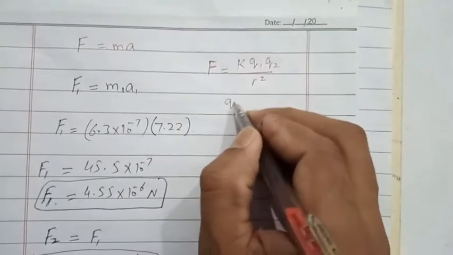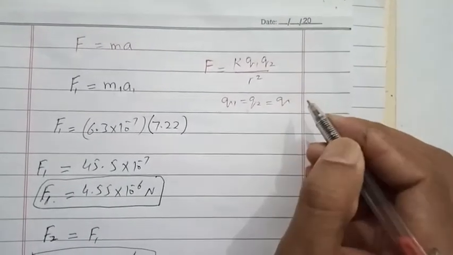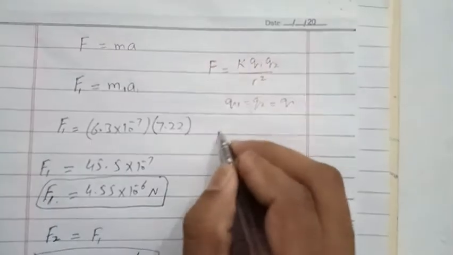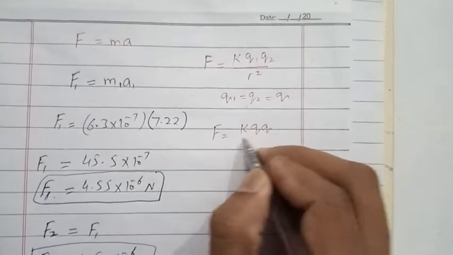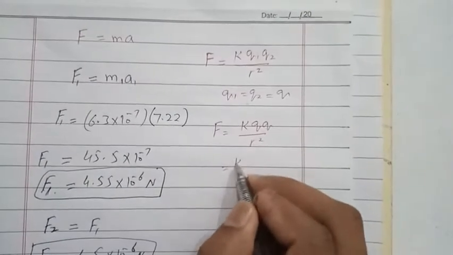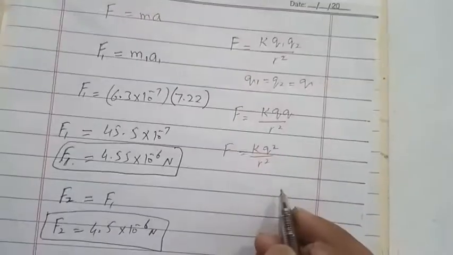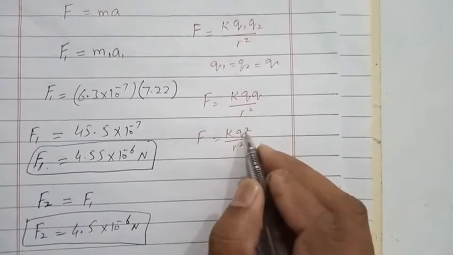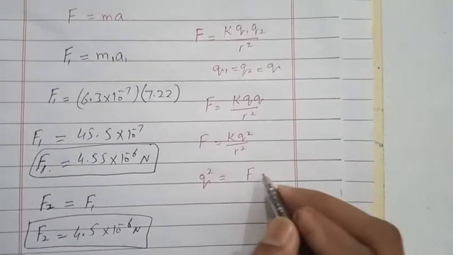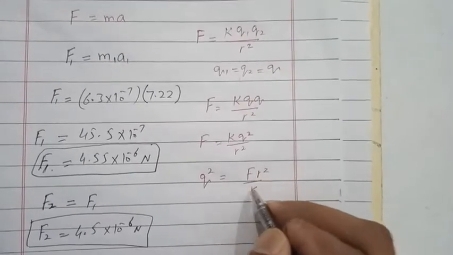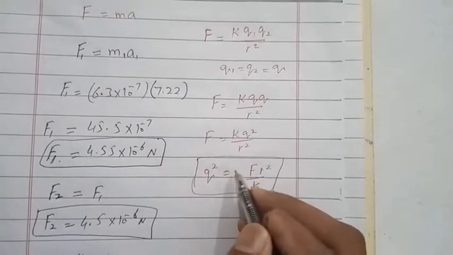As we know that in this case charge q1 is equal to q2, we name it commonly as charge q. So this becomes F is equal to k q into q over r square, that is k q square over r square. As we want to calculate charge q, we write it as q square is equal to F r square over k.